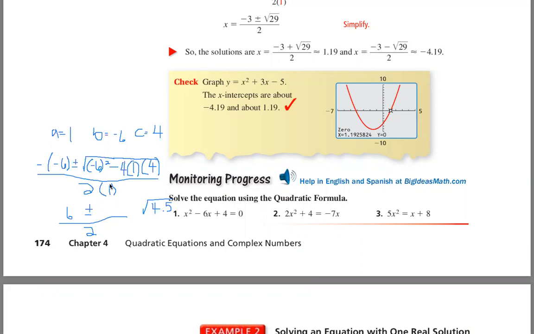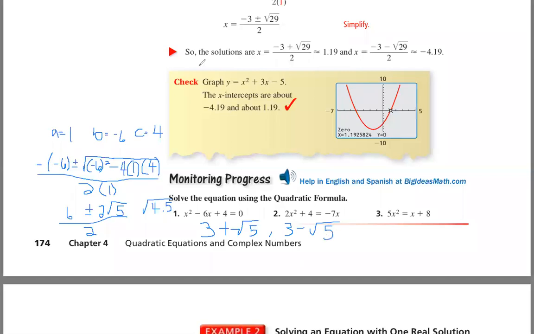Square root of 4 is going to be 2, but you can't take a square root of 5, so I'm going to leave my square root of 5 there. And then from here, I'm just going to simplify it. 6 divided by 2 is 3. I'm going to go ahead and do the plus one first. And then 2 divided by 2 is 1, so that can cancel out. Your other one is the exact same thing. 6 divided by 2 is 3, and this time it's going to be the minus 1.